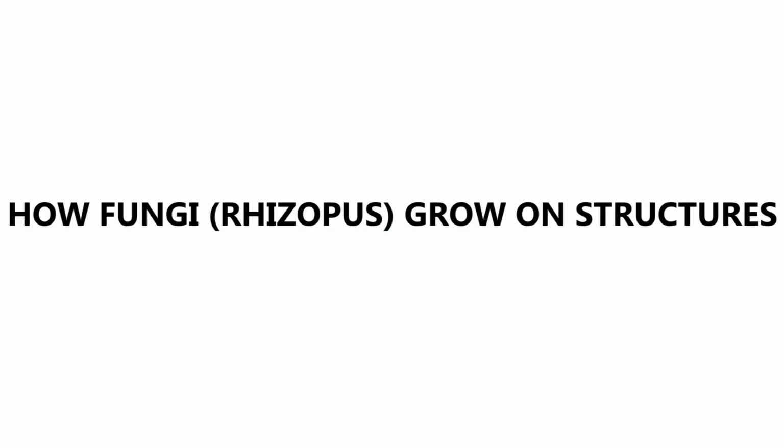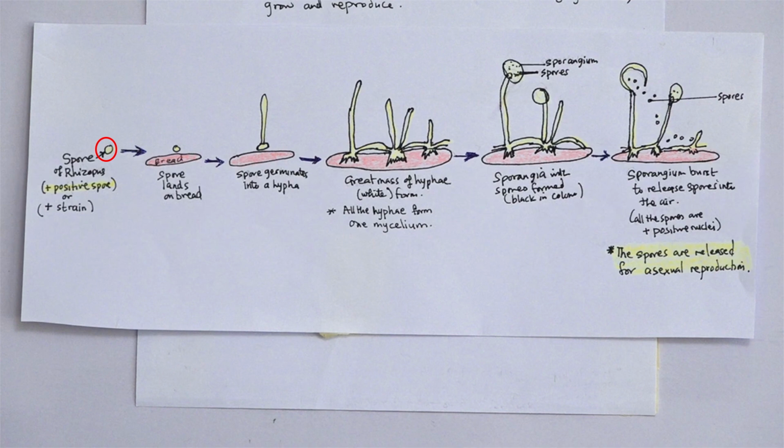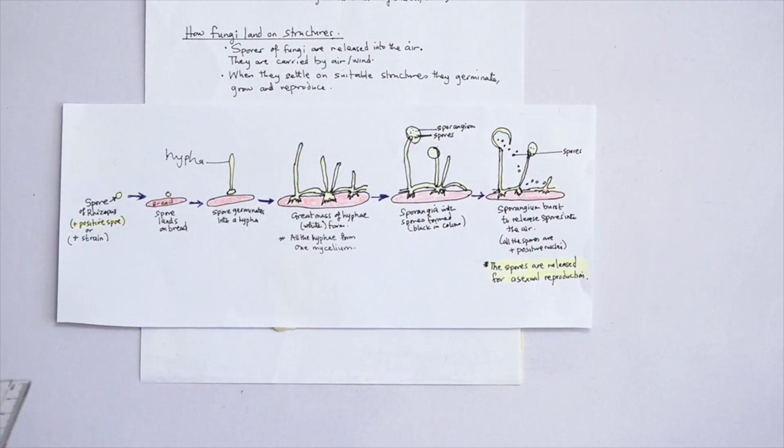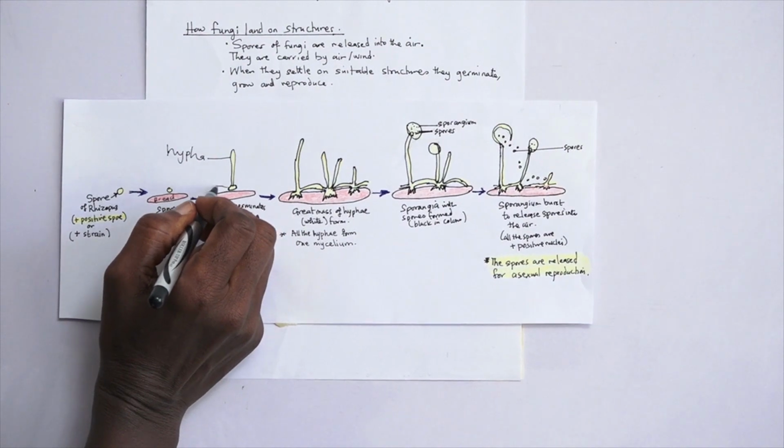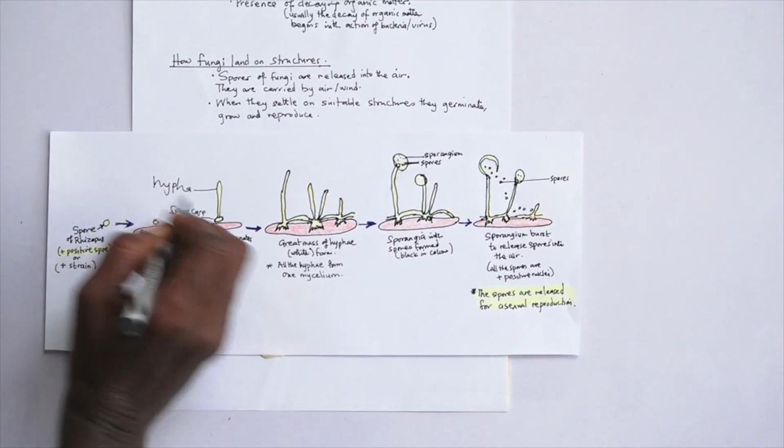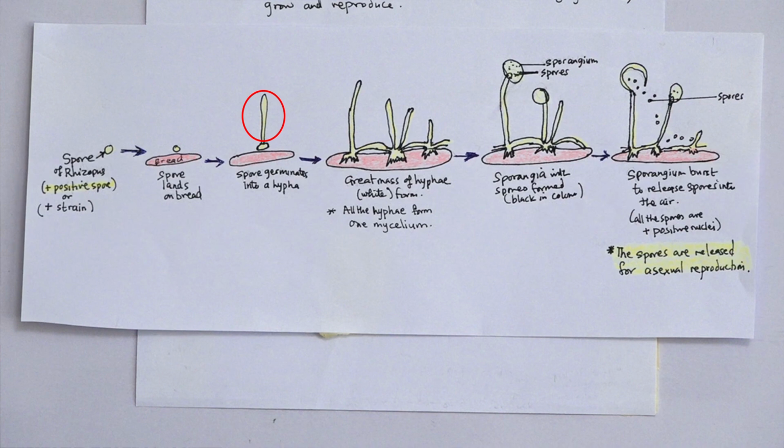Now we want to see how they grow on structures. This is a spore of a fungus, a spore of Rhizopus. I call it the positive spore, or positive strain; I'll explain later. So this is a spore. It lands on this food, which is bread, and the spore germinates into a hypha. This is a spore case.